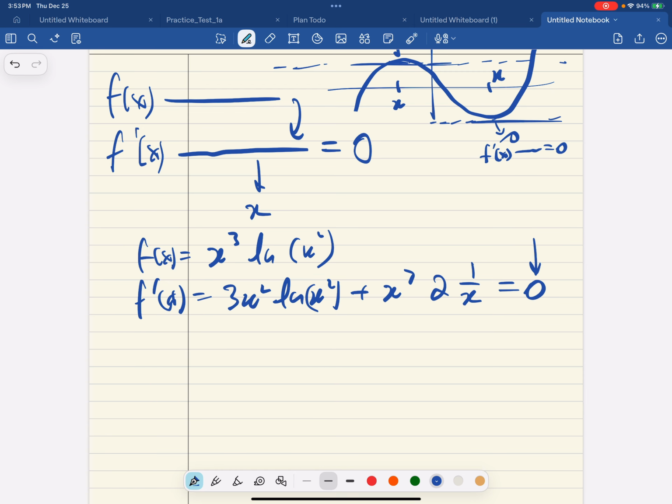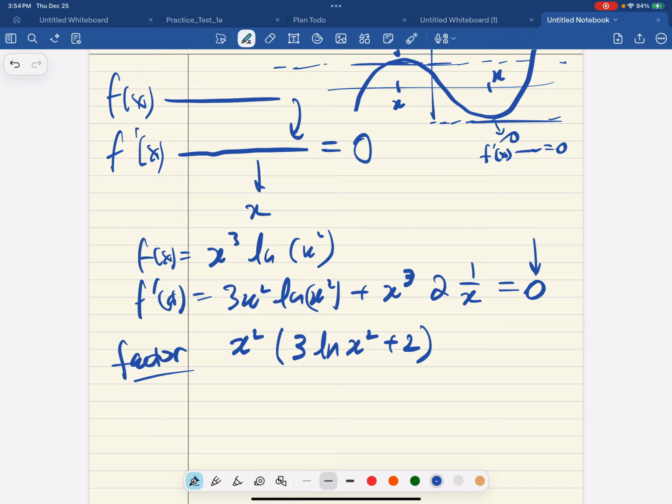So then here, you always need to factor. That's what I'll tell you. Always factor when looking for the horizontal tangent. And we can factor easily here. Take out x^2. We have 3 ln of x plus 2.